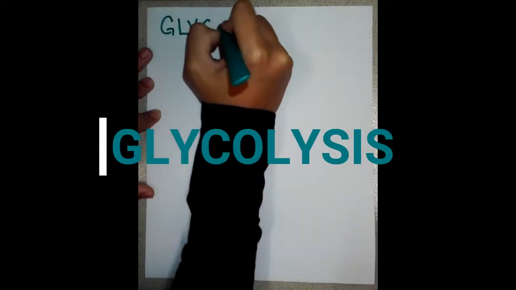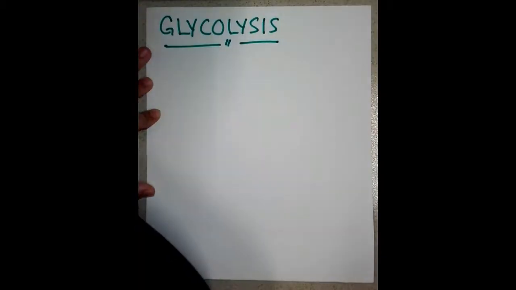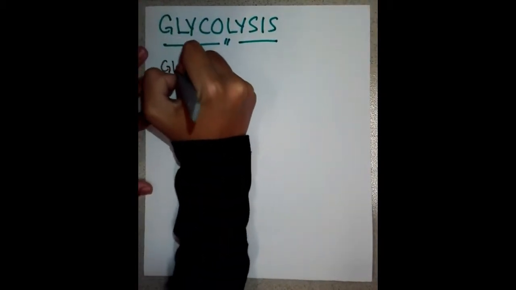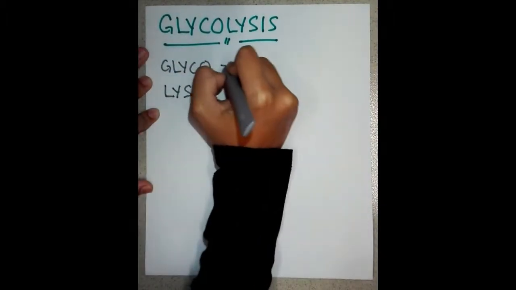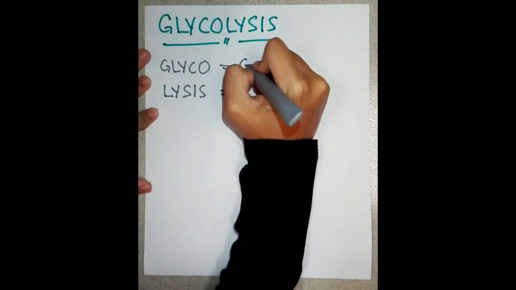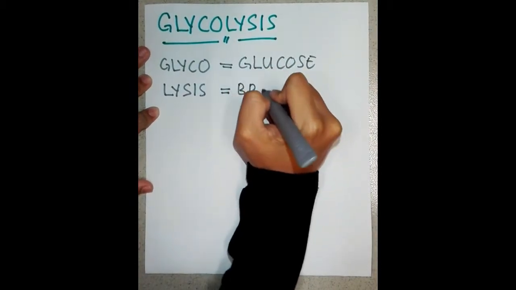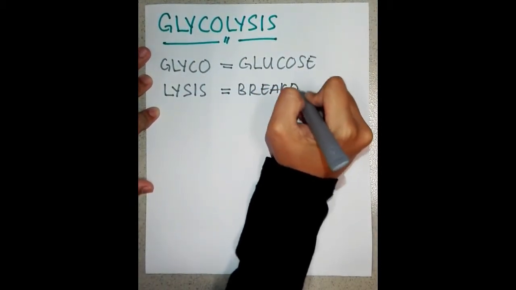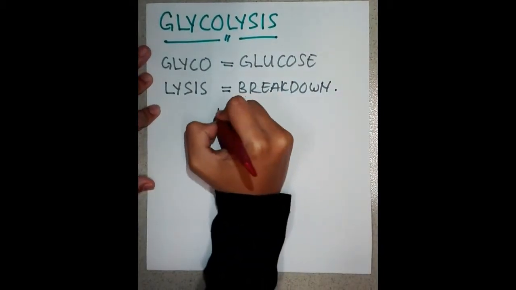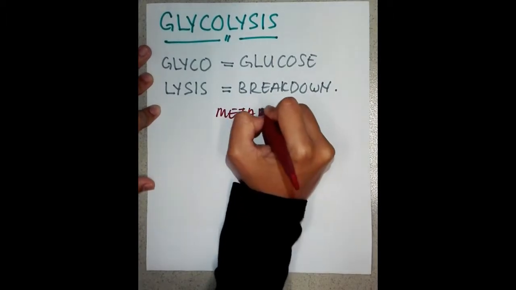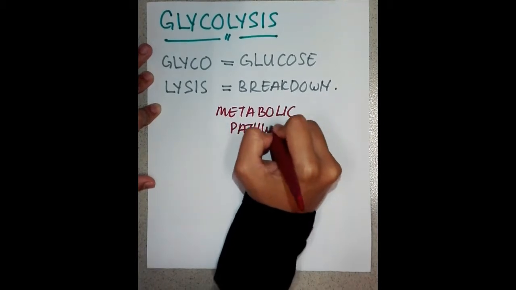In this video, we will study the process of glycolysis. The word glycolysis is made up of two words, glyco and lysis. The word glyco means glucose and the word lysis means breakdown. Glycolysis is a metabolic pathway that involves systematic breakdown of glucose to produce energy.